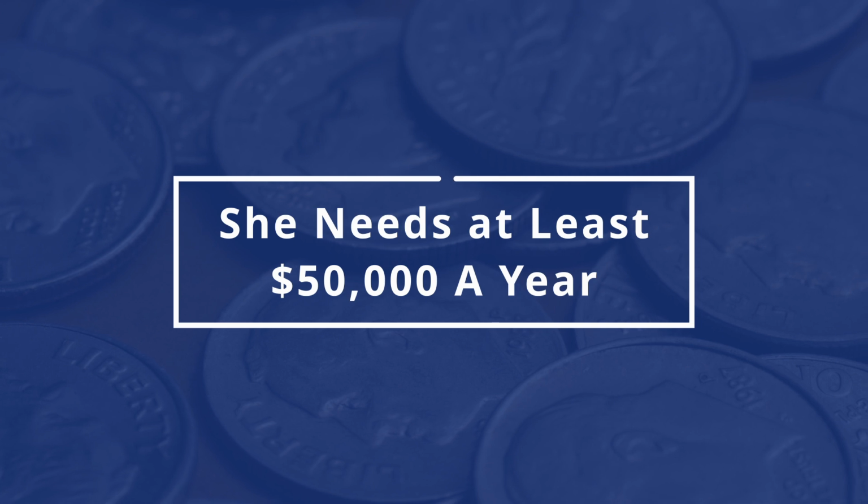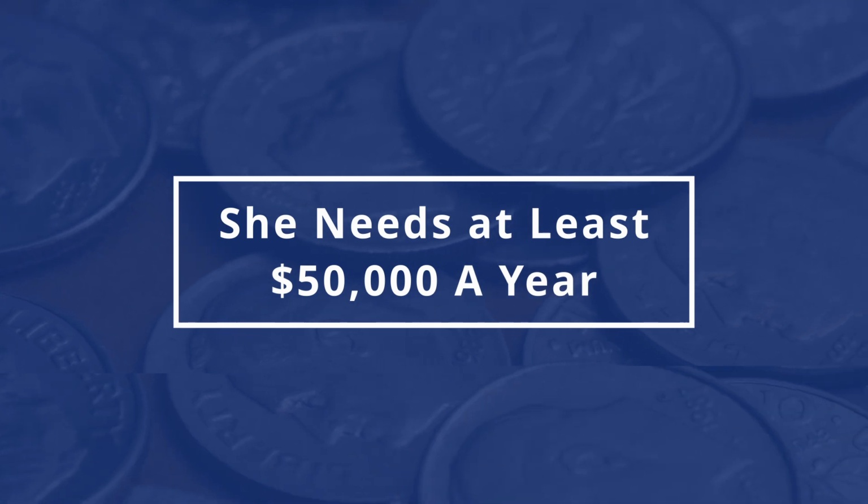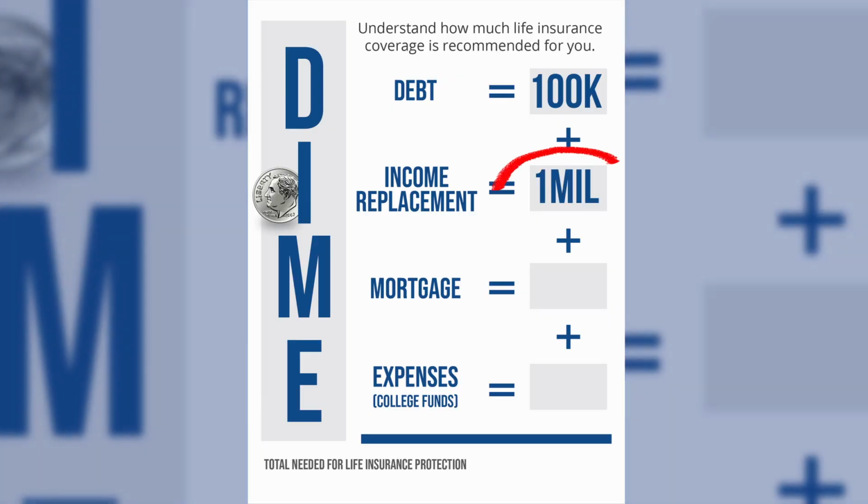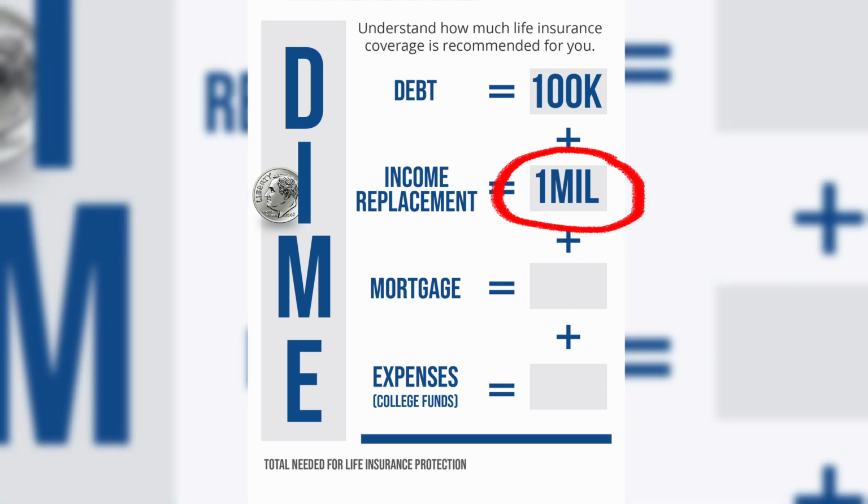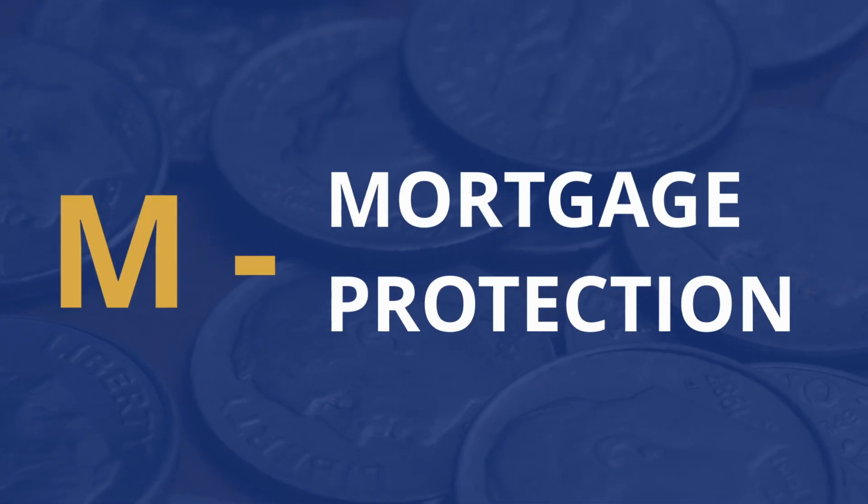Let Mrs. Smith be the one to share with you that $25,000 is nowhere near enough, and she will need at least $50,000 to pay the bills and feed her children. So then if $50,000 is enough, you're going to write down $1 million and circle that number. Now you're ready to move on to mortgage protection.